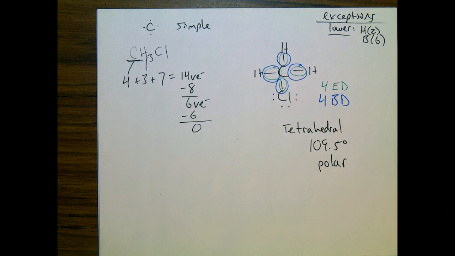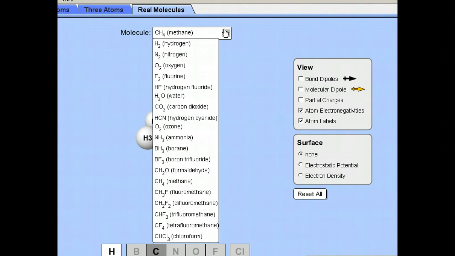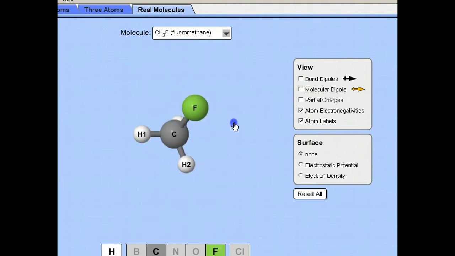Again, you might want to use one of my simulations that I have links to on my website to help you understand these concepts. So I actually have on here one that's very similar to this. I have, oh, wait, do I have the same one? No, I don't. I have CH3F. So imagine that F is a chlorine.